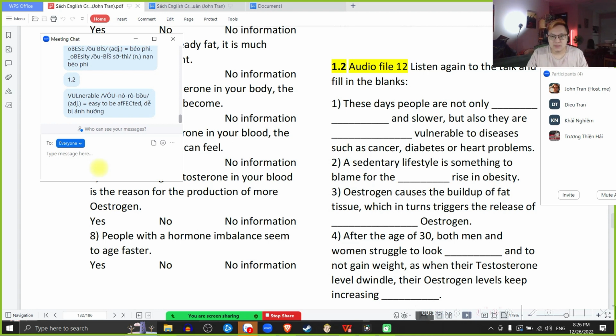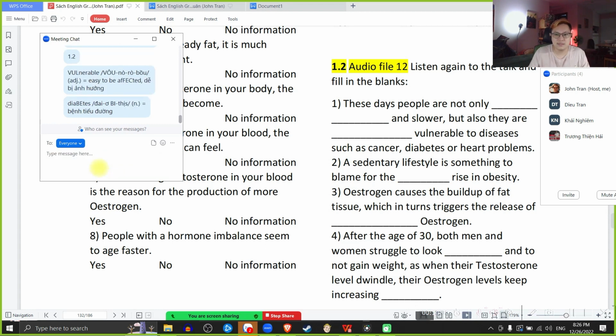Với những cái bệnh, ví dụ như ung thư, diabetes, những năm ba nhỉ? Diabetes. Là diabetes là bệnh tiểu đường. Or heart problems hay là những bệnh về tim.